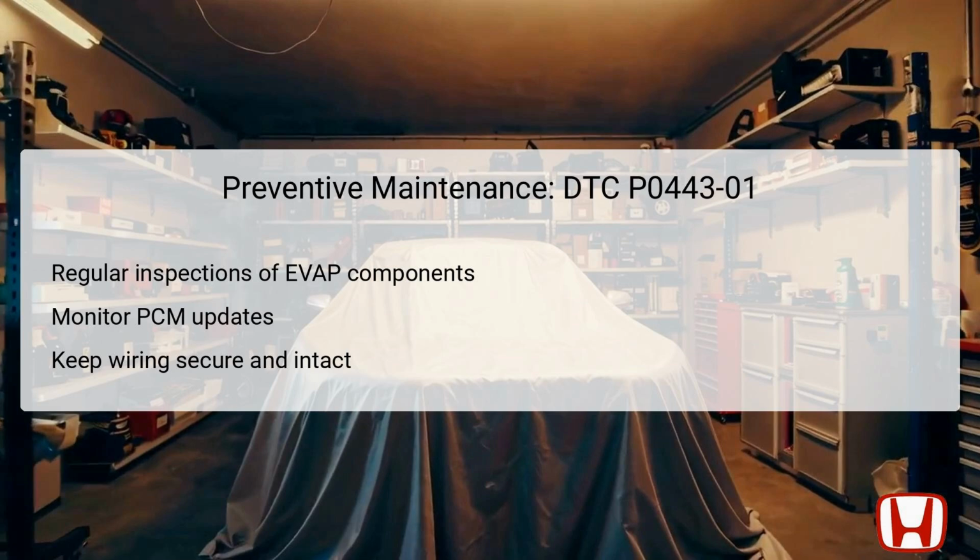Additionally, maintaining secure wiring connections will help minimize risks related to electrical failures or shorts in the circuit, which can lead to DTCs. By adopting these preventive measures, you can significantly improve the longevity of the vehicle's emission system, ensuring both performance and environmental compliance.